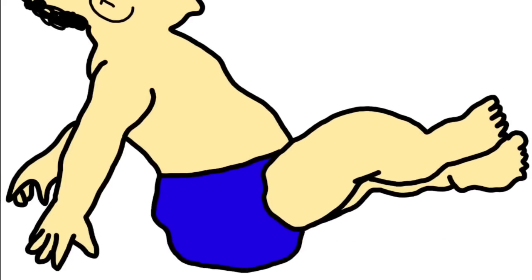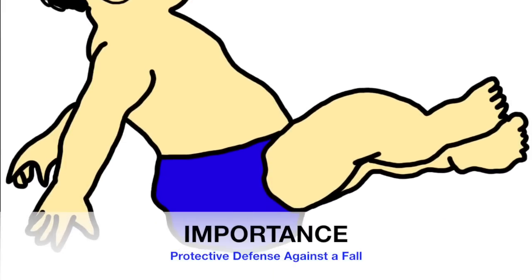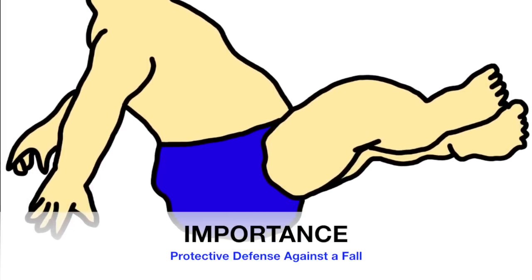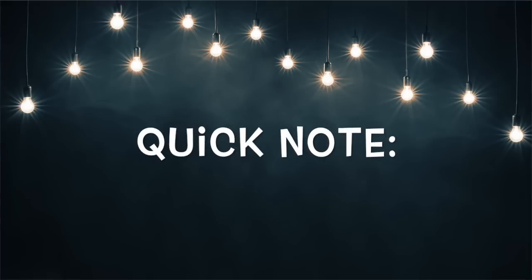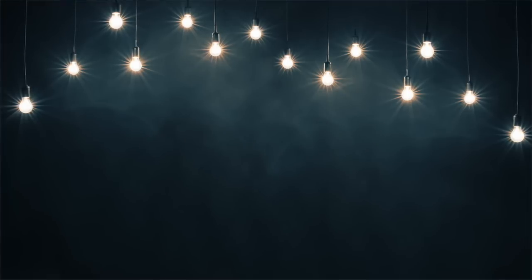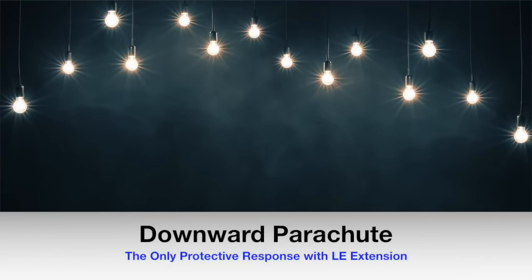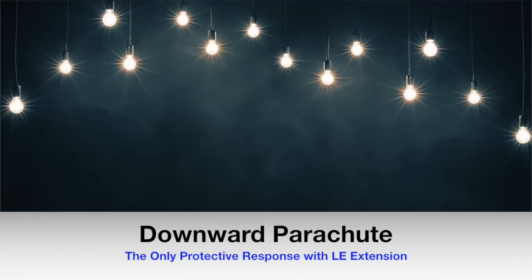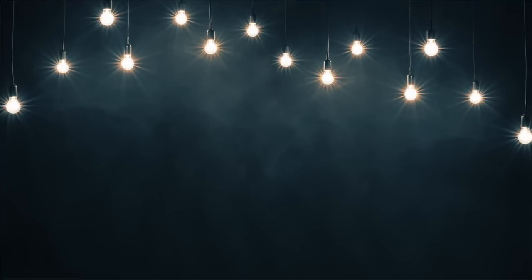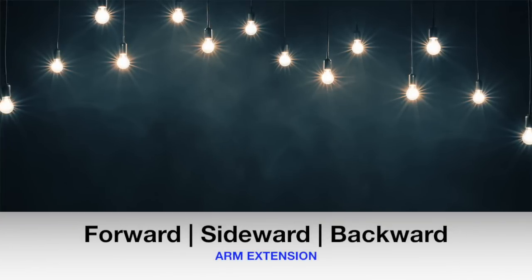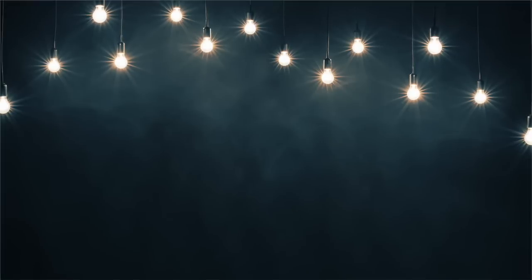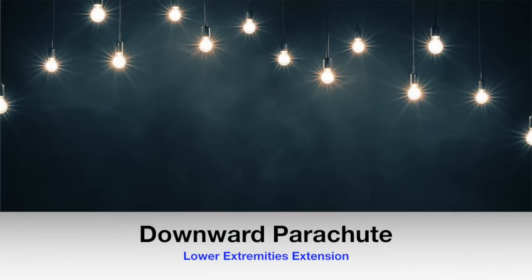Okay, so that was four protective responses that we covered: the downward, forward, sideward, and backward parachute. And one thing I do want to note and point out real quick is that of these four protective responses, the downward parachute is the only one that results in extension of the lower extremities. So the forward, sideward, and backward parachute, they resulted in arm extension, right? But the downward parachute results in leg extension, so lower extremities extension. Okay?